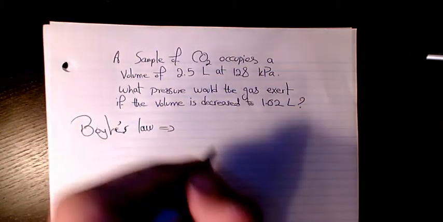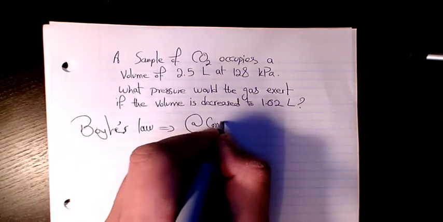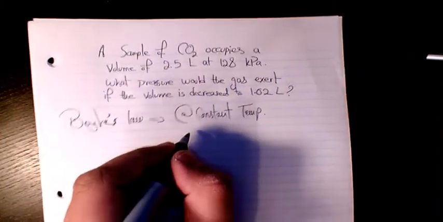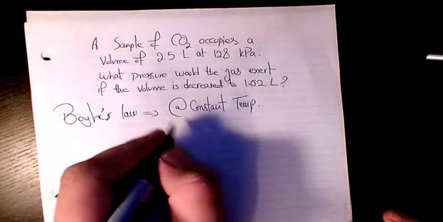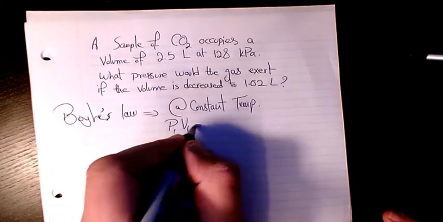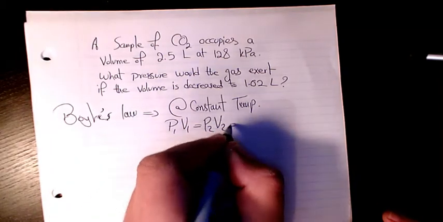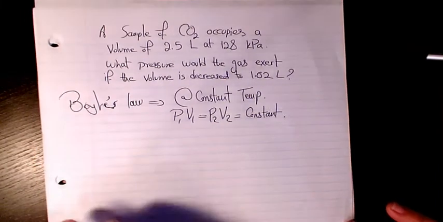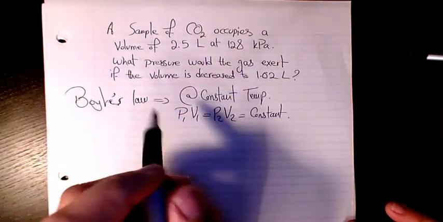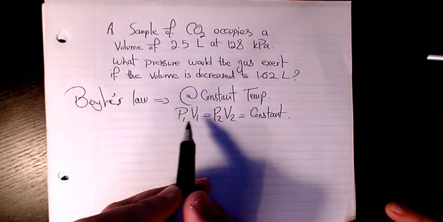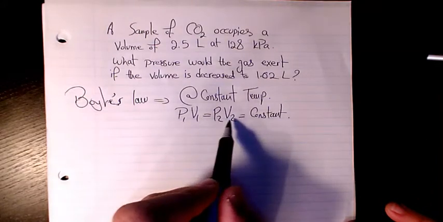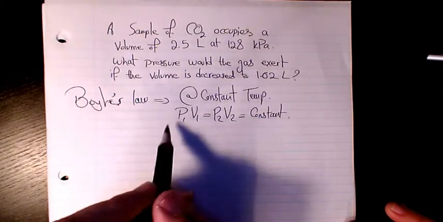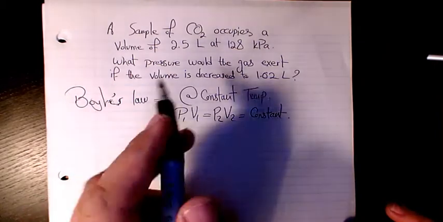which is saying that at constant temperature the pressure and volume are related, which is P1 V1 equals P2 V2 and equals a constant number. So we can say P1 V1 is the initial pressure and initial volume, P2 V2 is the final pressure and final volume. We need to make sure that we always use the same unit. The unit has to be consistent.